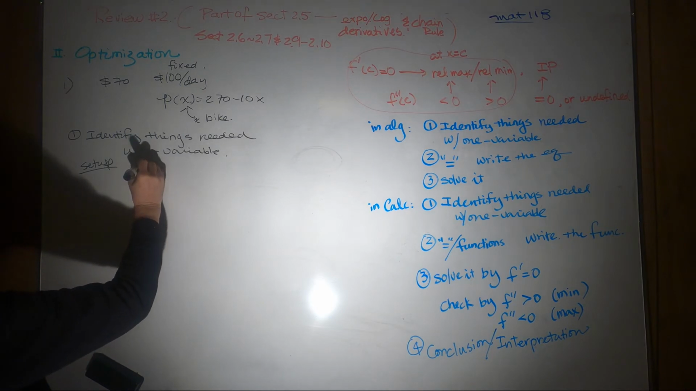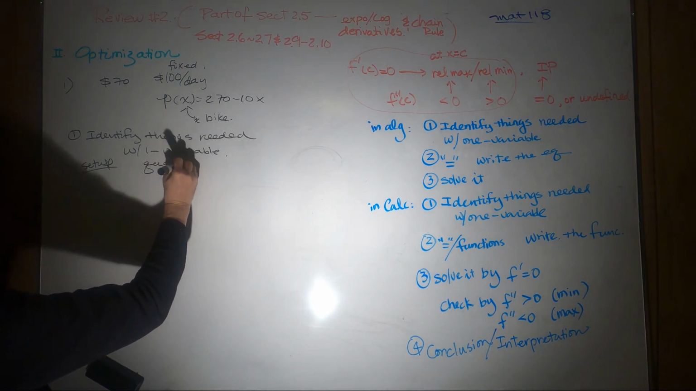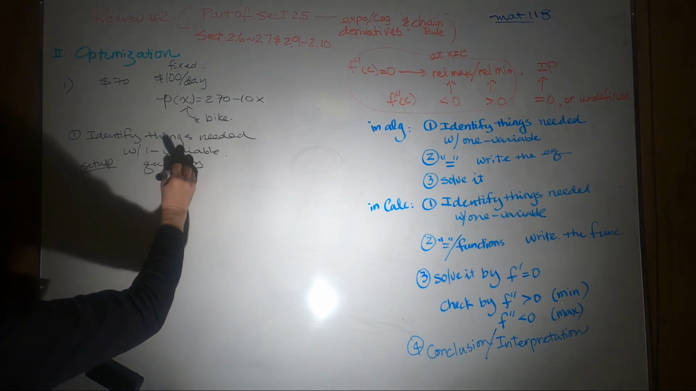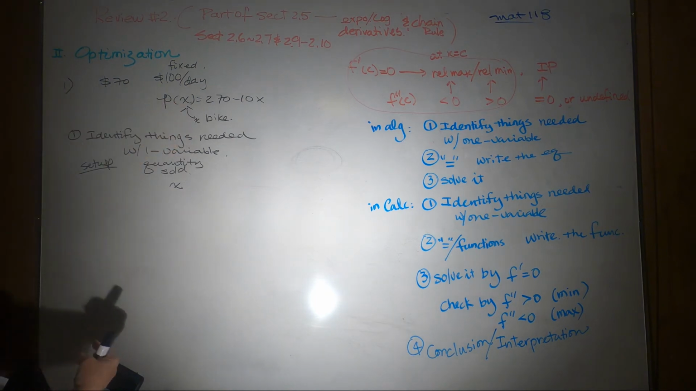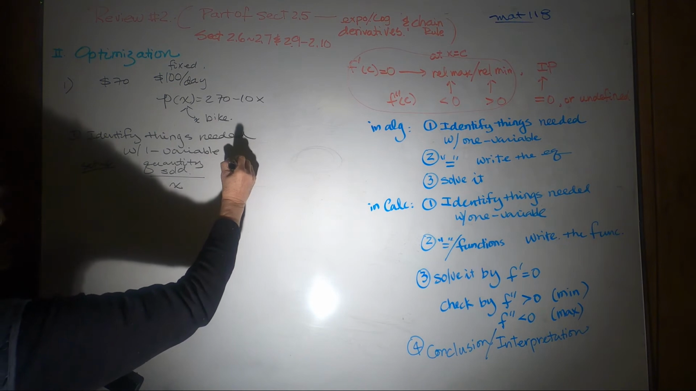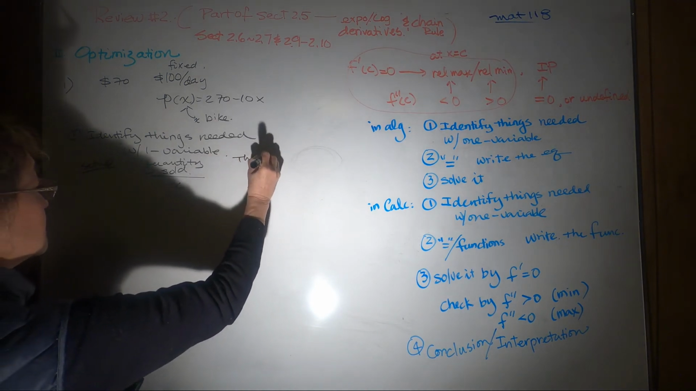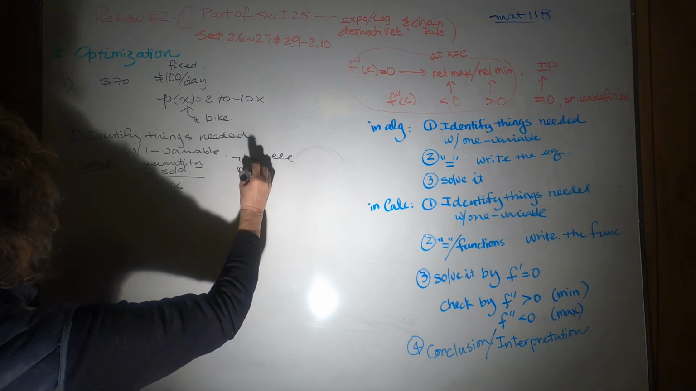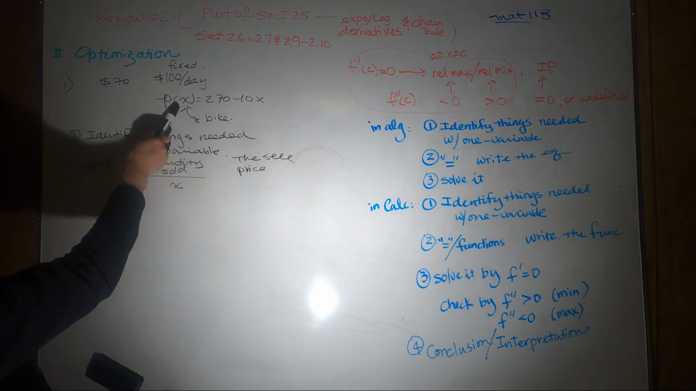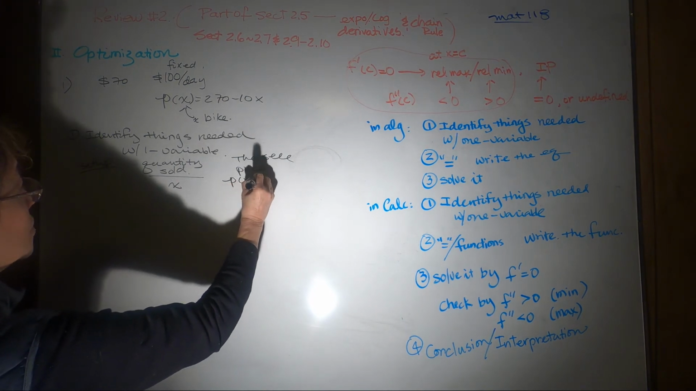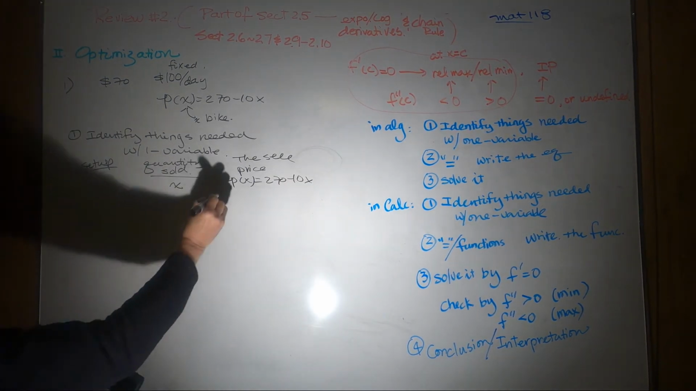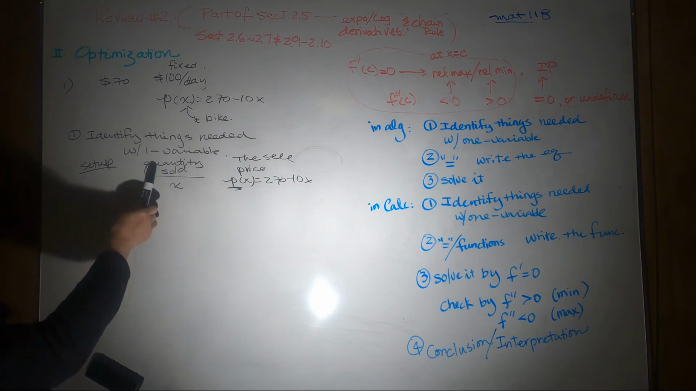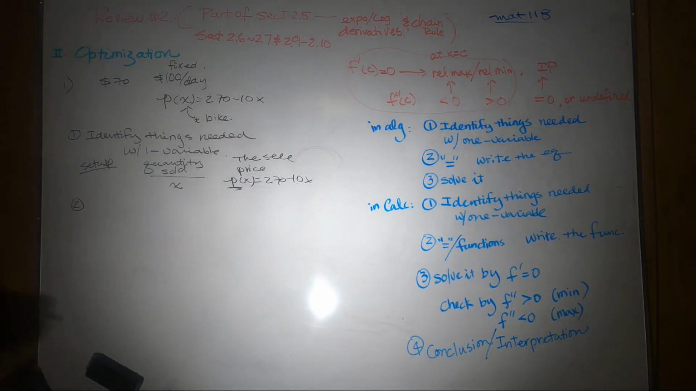So the quantity sold will be x. That's your x, according to the question. Then you want to find out the price, the sale price. The sale price will be this one, P of x. That's your y actually, but we don't use y, right? So that's your P, price. So first we identify things we need to figure out. Then second, we write down the function.